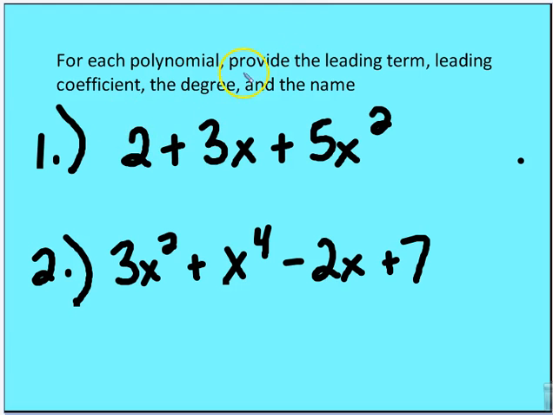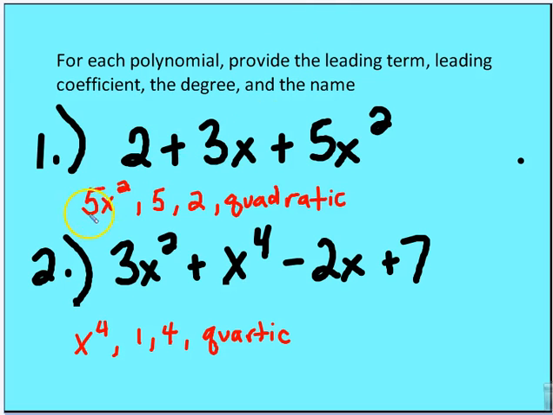All right, so the leading term describes the type of polynomial. For each polynomial, provide the leading term, leading coefficient, the degree, and the name. I'm going to ask you to take care of this, and then I'm going to come back and give you the answer. All right, so again, we look to the term with the highest degree. It's 5x squared. That's our leading term. Leading coefficient here is 5. The degree is 2, and it's a quadratic function. For the next polynomial function, here is the term with the highest degree, so this is the leading term. The leading coefficient is going to be 1, degree is 4, and this is a quartic polynomial.